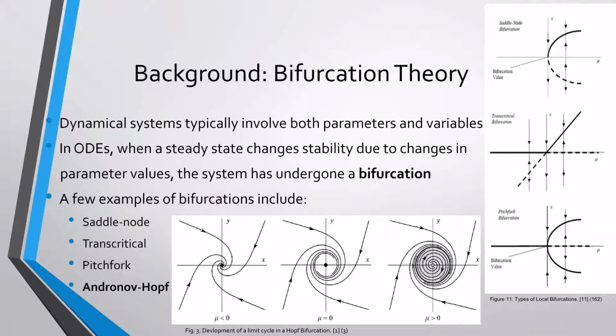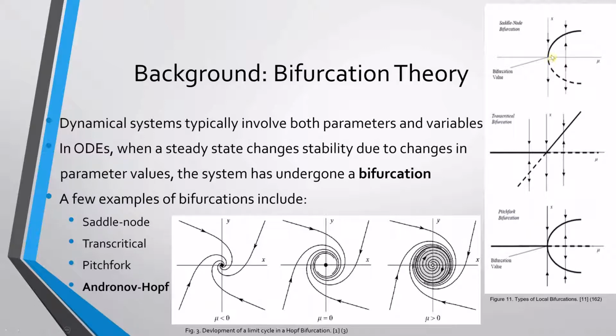Now that we know how to analyze stability of steady states, let's take a look at what happens if a steady state were to change stability due to some changes in parameter values. If this were to occur, then the system has undergone what's called a bifurcation. A few examples of bifurcations include, but are not limited to, saddle node, transcritical, and pitchfork, which are illustrated by this diagram on the right. Here, as the parameter mu changes, so does the number of steady states and/or the stability of steady states.